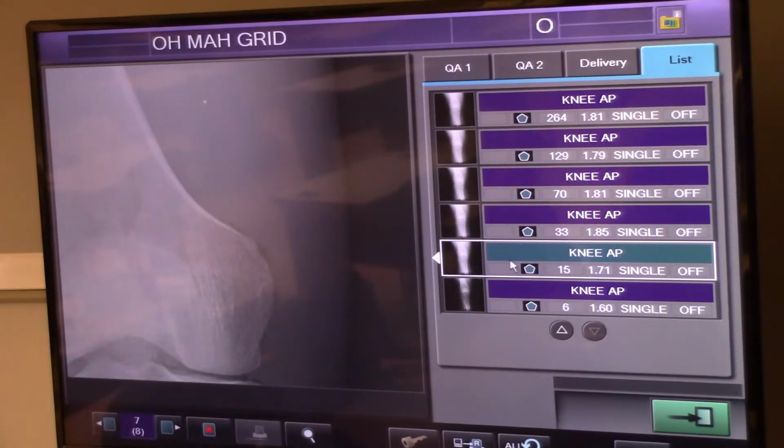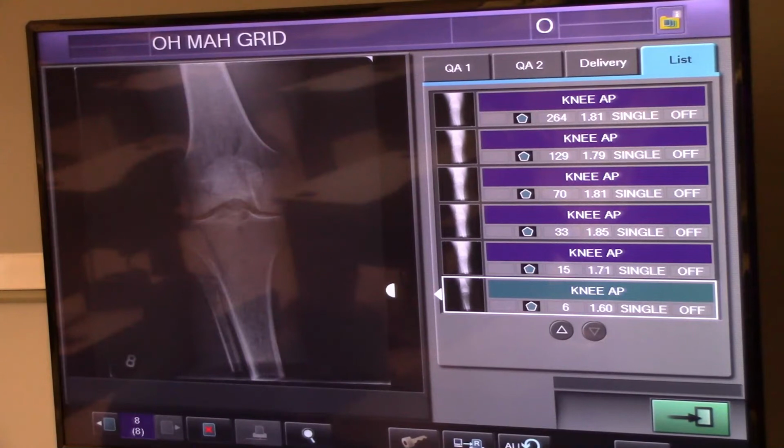So at first blush, this looks okay, but no, 15 S number. Okay, A, I don't want a doctor to know I got a 15 S number, so I'm going to try to hide that. And B, there's some places on this film that are not visualized, just simply because we burned it out.